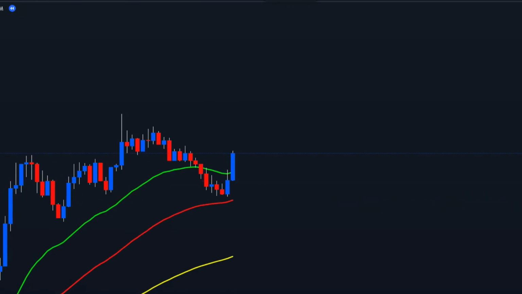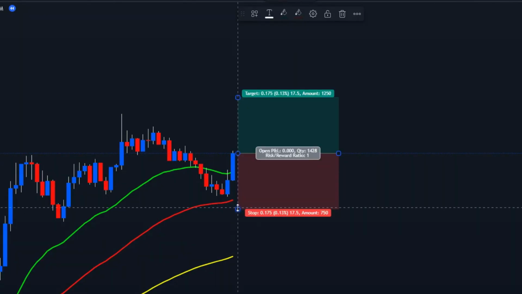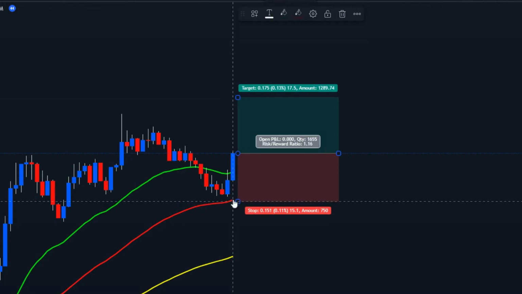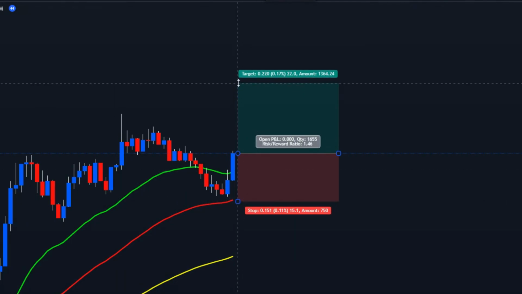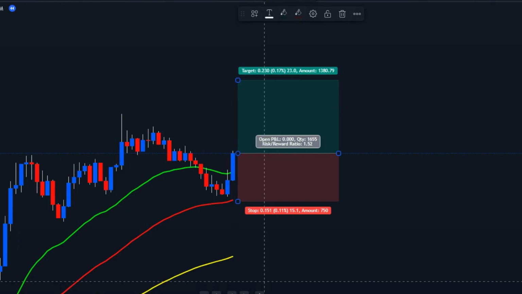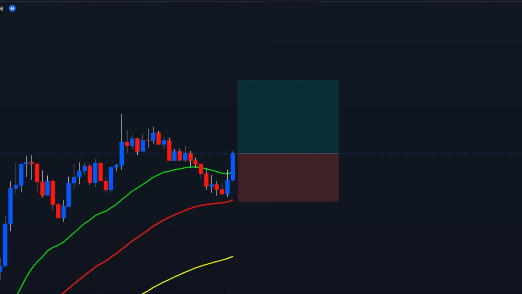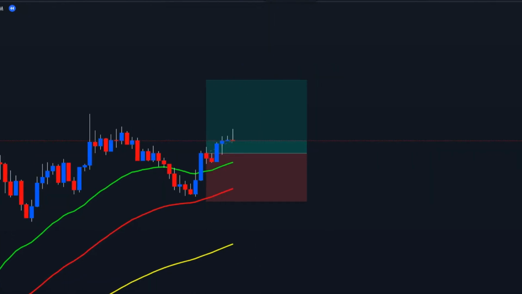So, once the pullback happens, the next step is to wait for the price to reverse back up to the 25 EMA. Once this happens, you take a buy position. Next, we set up our profit target and stop loss here. And as you can see, the price ends up hitting our profit target, so this counts as a successful trade.